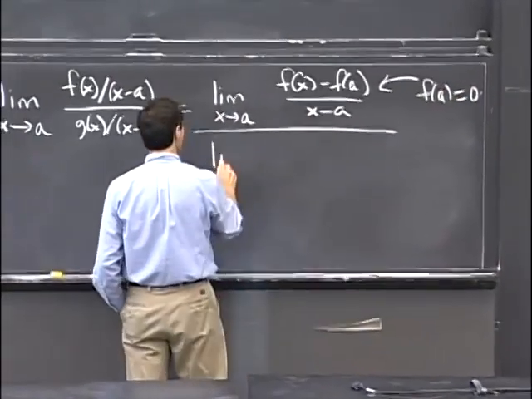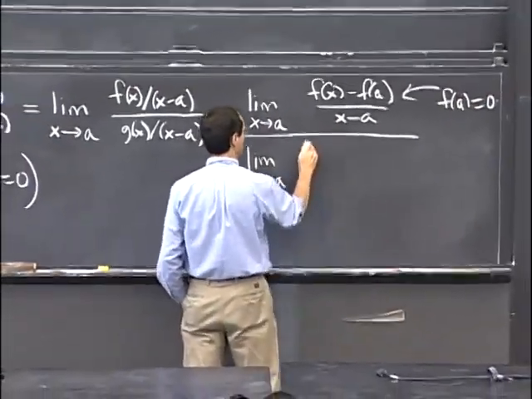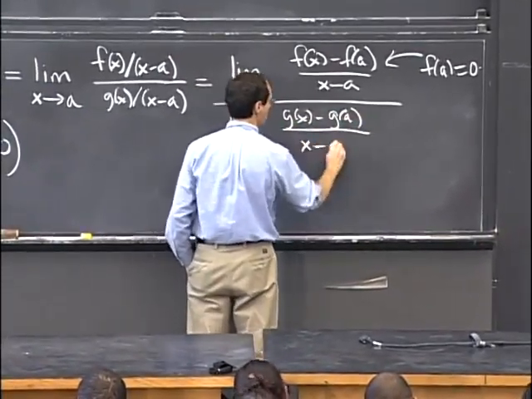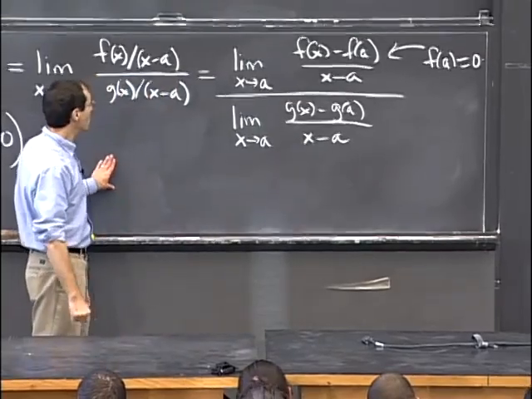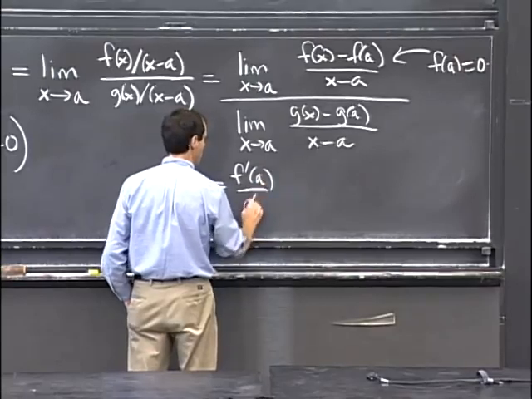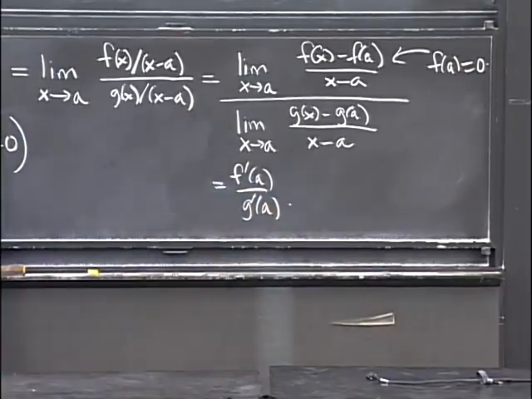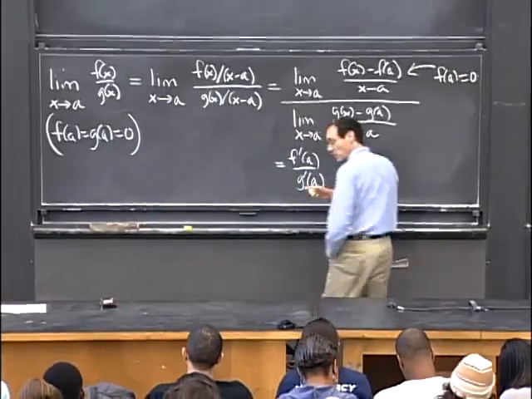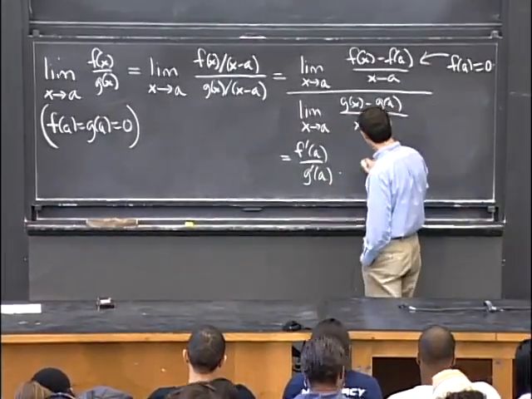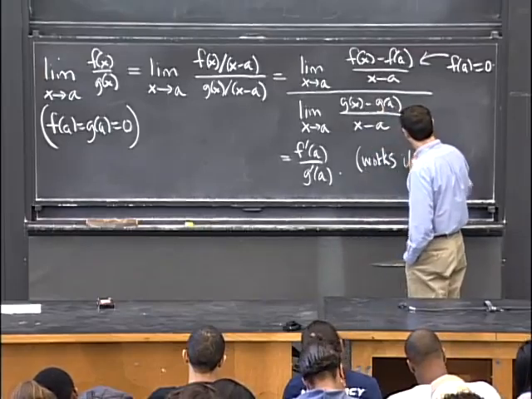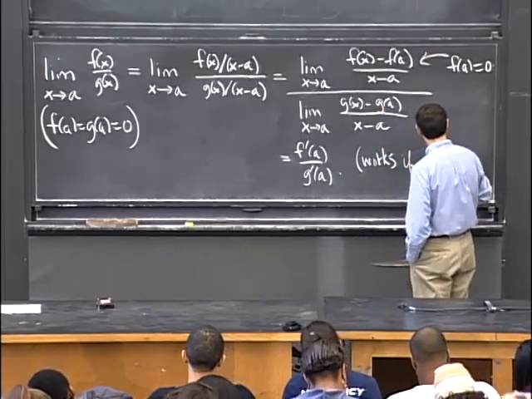And I'll do the same thing in the denominator. Again, g of a is 0, so this is OK. And lo and behold, I know what these limits are. This is f prime of a divided by g prime of a. So that's it. That's the technique, and this evaluates the limit, and it's not so difficult. The formula is pretty straightforward here. And it works provided that g prime of a is not 0.